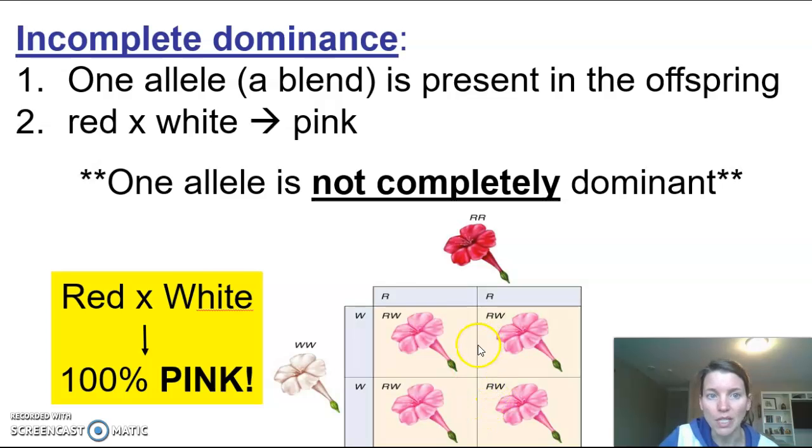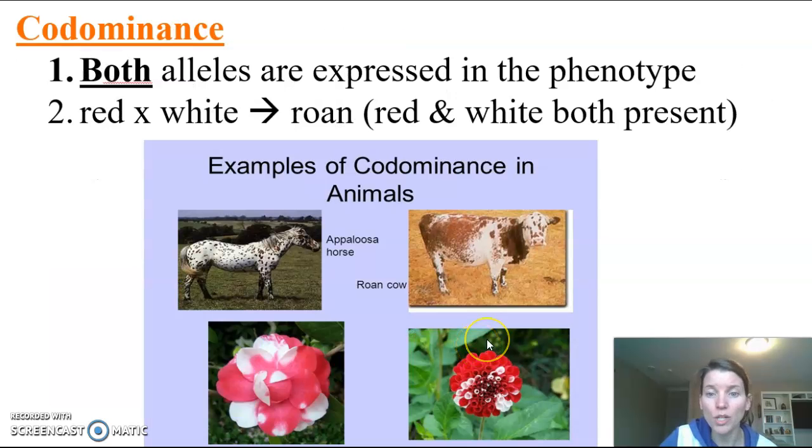We then have codominance, in which both traits are present in the offspring. So instead of a blending of the parents' traits, you now have both showing up. So both traits are completely dominant.